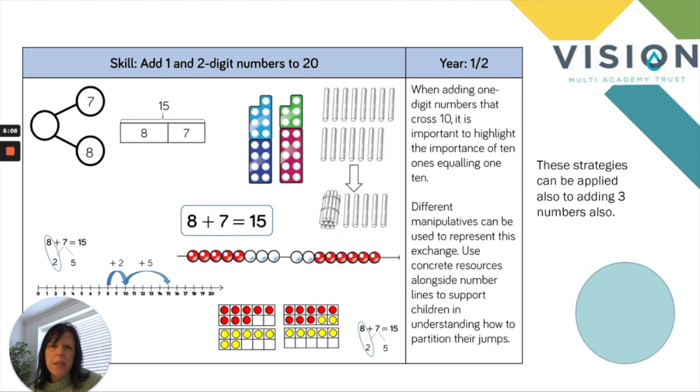When adding 1-digit numbers that cross 10, it is important to highlight the importance of 10 1s equaling 1 10. Different manipulatives can be used to represent this exchange. So, like we said, bringing in the use of number lines to partition the jump, jumping in slightly larger numbers than just one this time. And all these strategies here, they all link to adding 3 one-digit numbers as well.